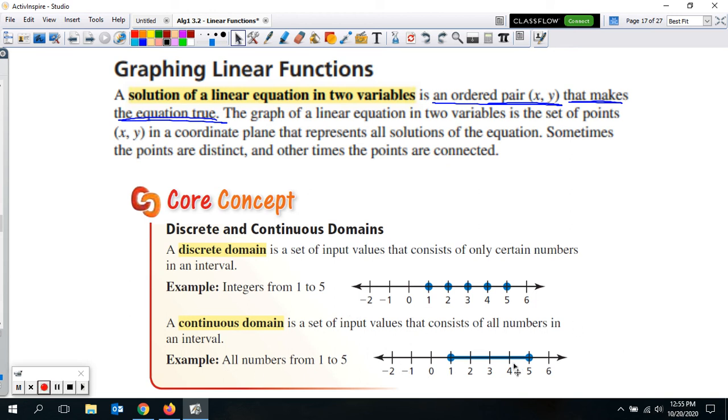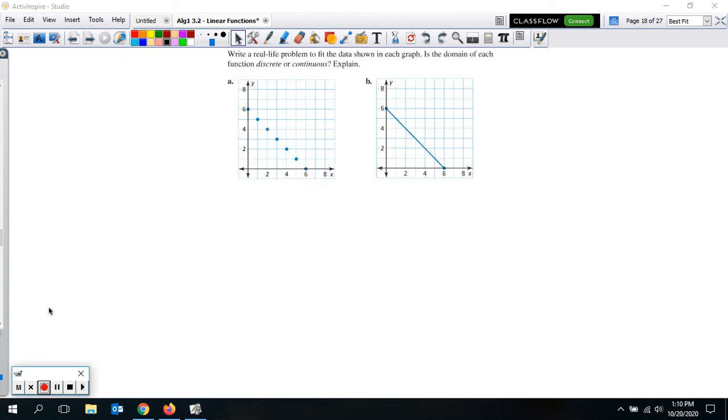A way we could write this out is to describe it just like we did in our inequalities. We would use a compound inequality to describe this continuous domain. This one, the discrete domain, would be described by listing it: 1, 2, 3, 4, 5. But the continuous one would be described by this inequality: 1 is less than or equal to x, less than or equal to 5. That would be our domain for this one and how to describe it.